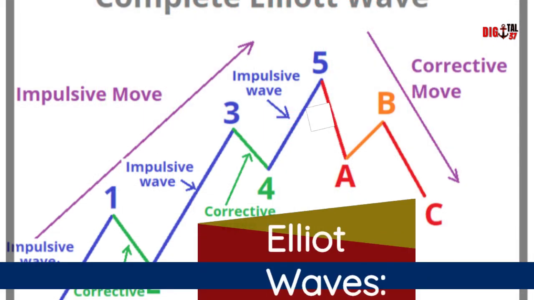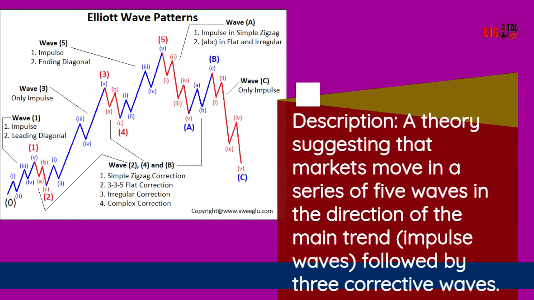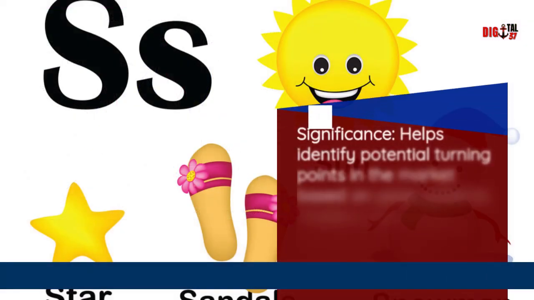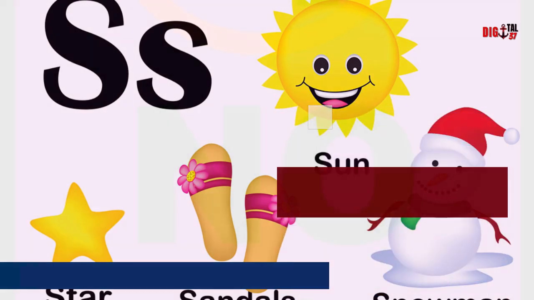Elliott waves. Description: a theory suggesting that markets move in a series of 5 waves in the direction of the main trend, impulse waves, followed by 3 corrective waves. Significance: helps identify potential turning points in the market based on wave patterns. Traders often look for completed wave cycles to anticipate trend changes.